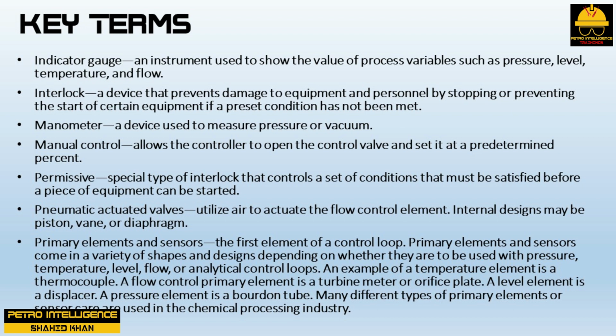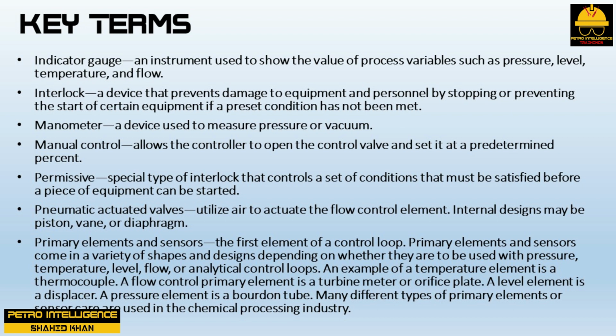Interlock is a device that prevents damage to equipment and personnel by stopping or preventing the start of certain equipment if a preset condition has not been met. Manometer is a device used to measure pressure or vacuum. Manual control allows the controller to open the control valve and set it at a predetermined percent. Permissive is a special type of interlock that controls a set of conditions that must be satisfied before a piece of equipment can be started.